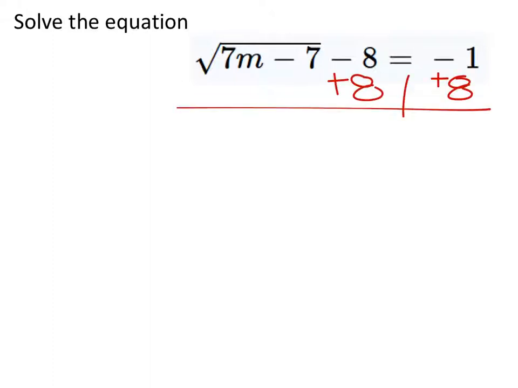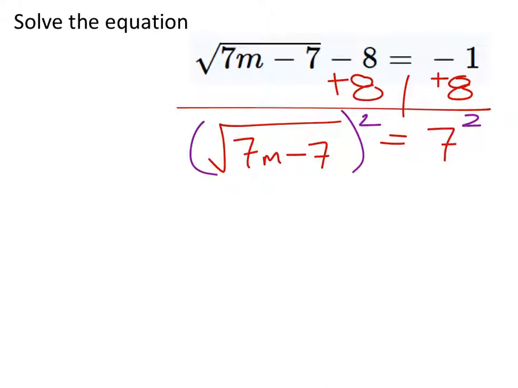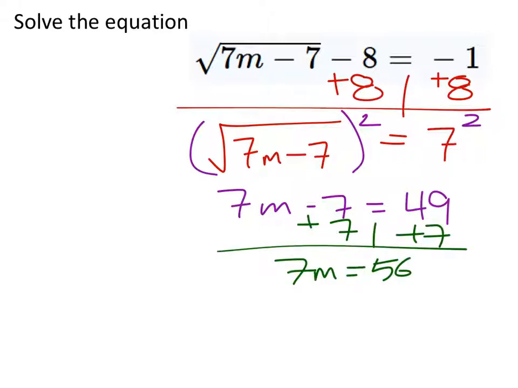Well, now you did exactly what we wanted to do, and that's to get the square root of 7m minus 7 on its own side of the equal sign. So -1 plus 8 is 7. And now when I square both of these, I get 7m minus 7 equals, now that's 49. Then I'll add 7 to both sides. And we've seen a lot of that today. Divide both sides by 7. M equals 8.